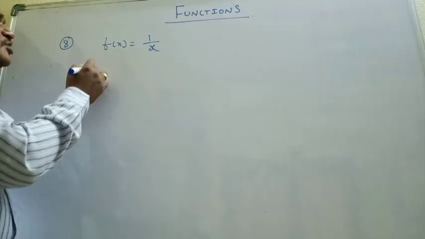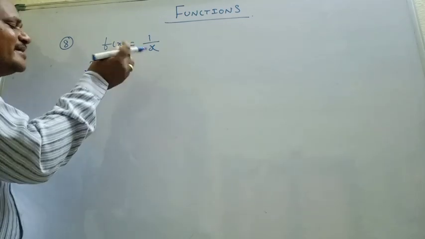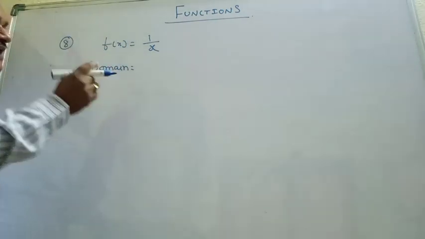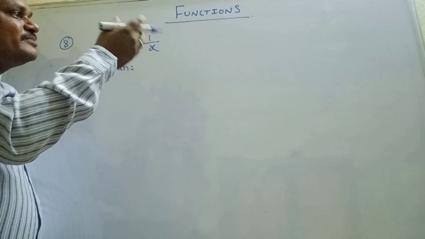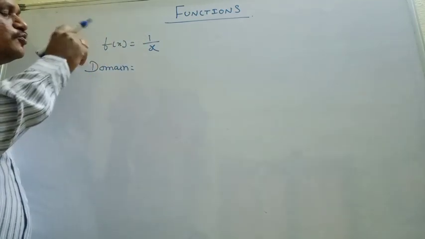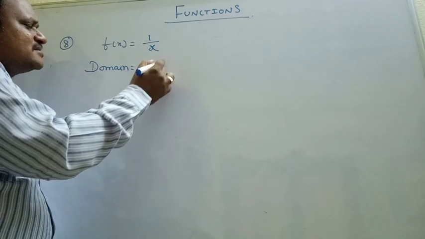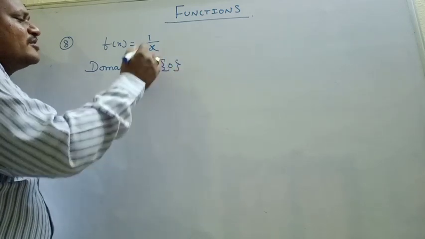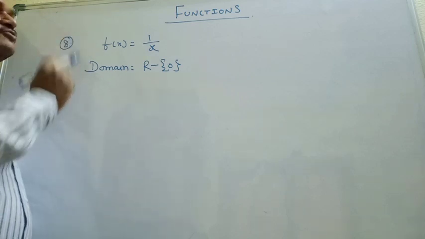And what is the domain of this? Domain means, since we have 1 by x in the denominator, x cannot be 0, because 1 by 0 becomes undefined. That's why we have to take out that 0. Domain is nothing but R minus {0}, the set of all real numbers minus 0, because you have to take out 0.